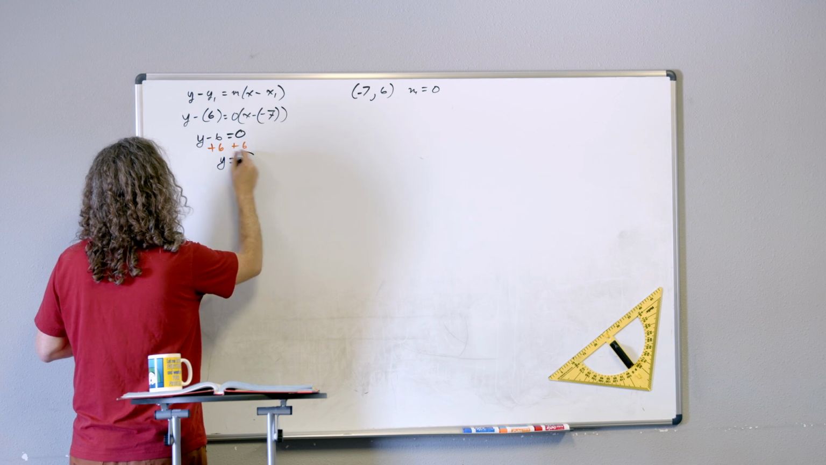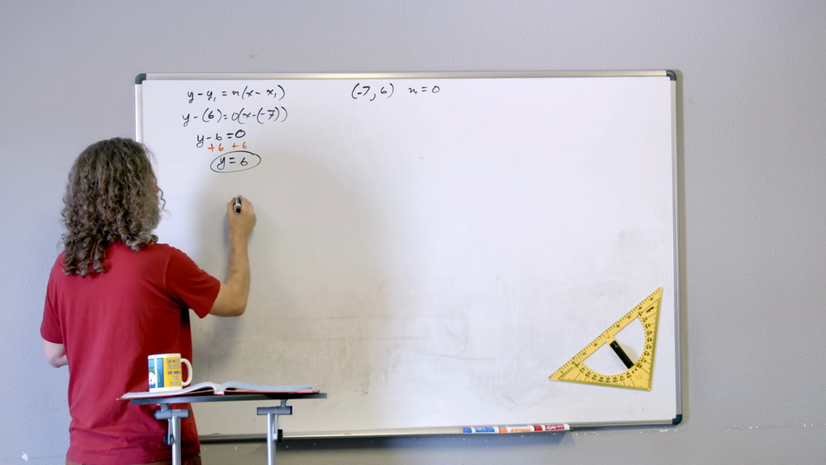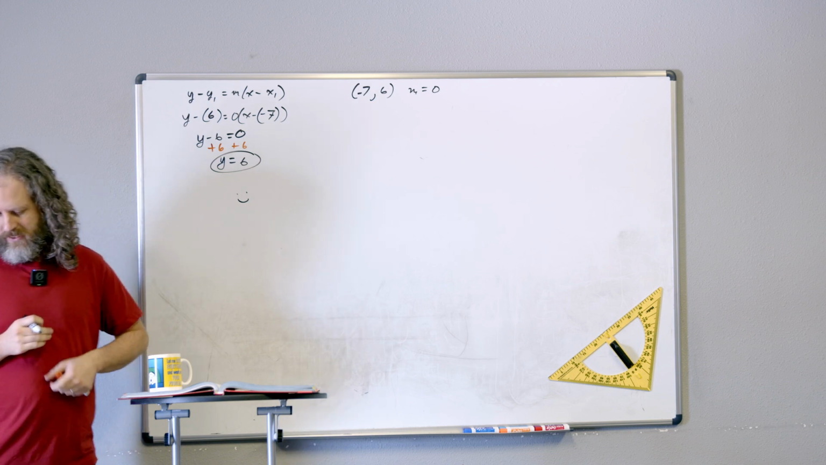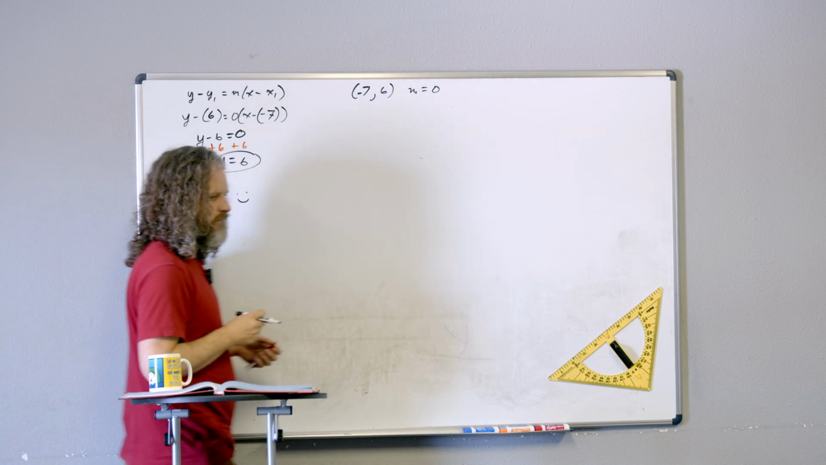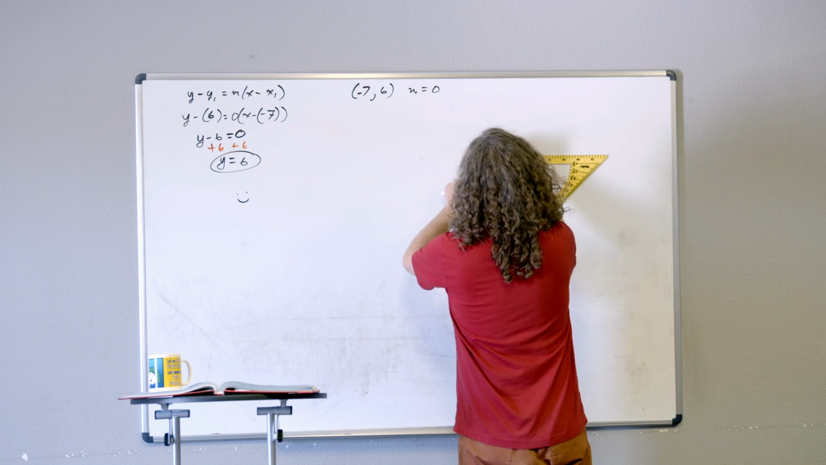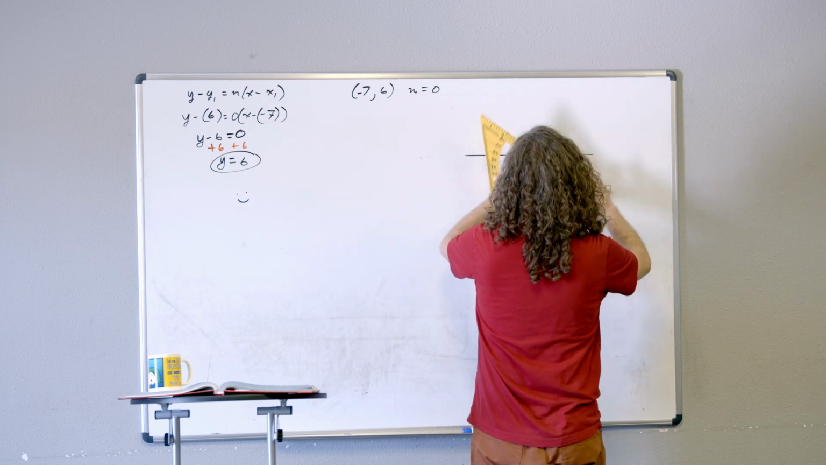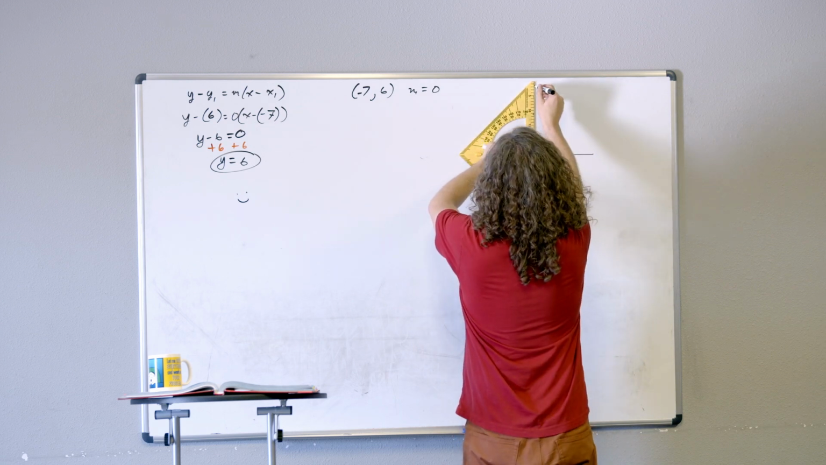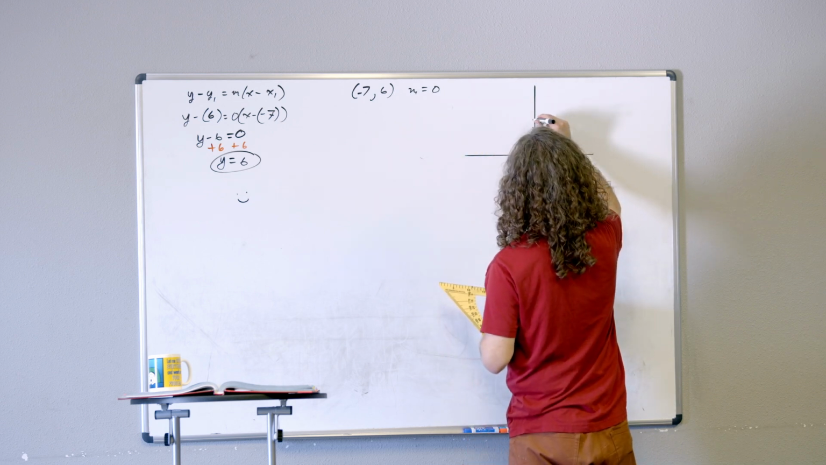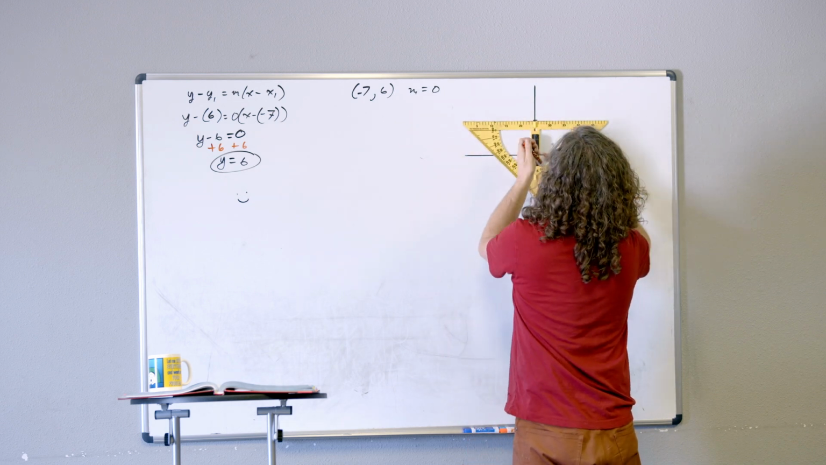Y equals 6. How would you graph it? Well, that's easy money. Okay, it's just 0. No, it's not 0. The slope is 0, though. And 6 is the y-intercept. So we go to 1, 2, 3, 4, 5, 6, and we draw a line.